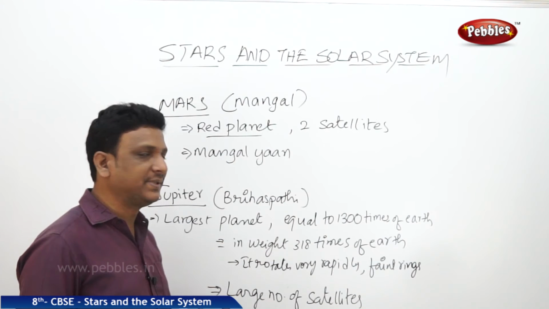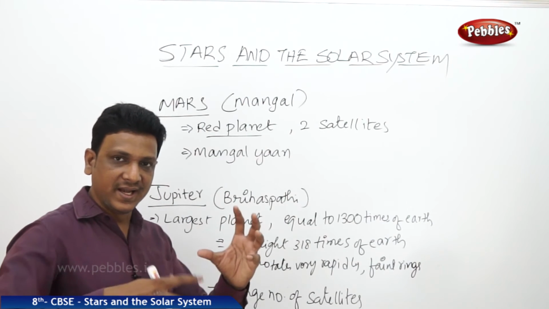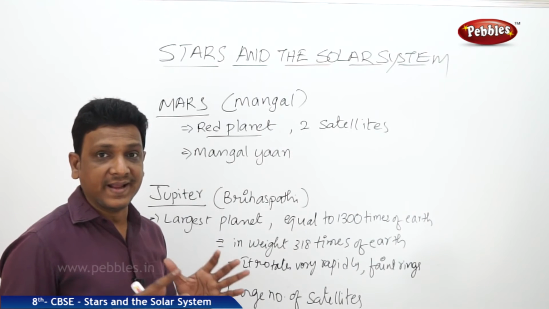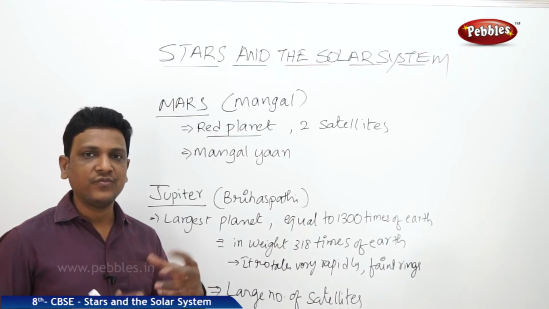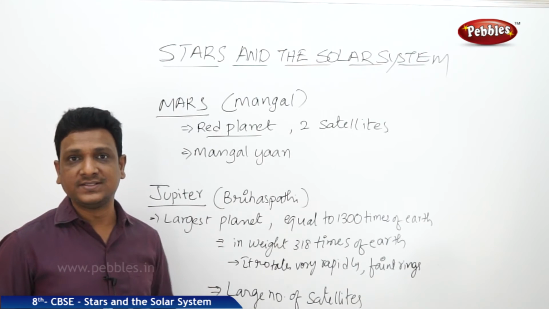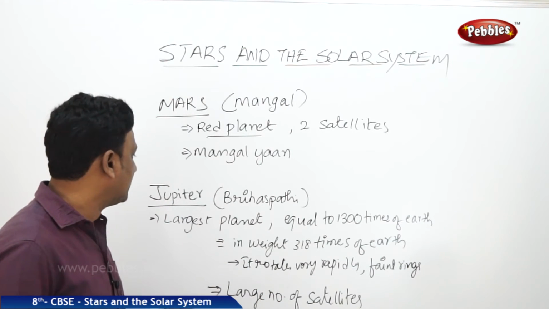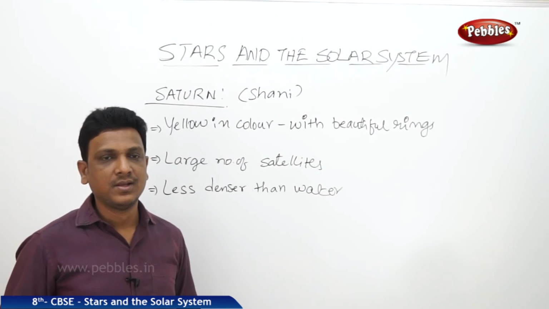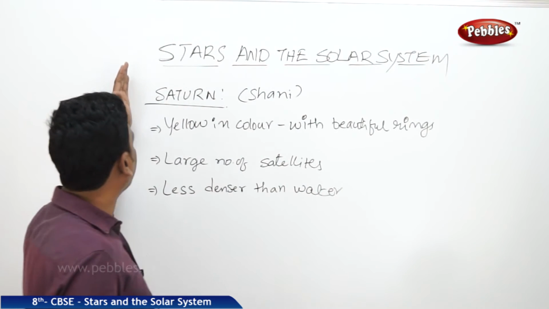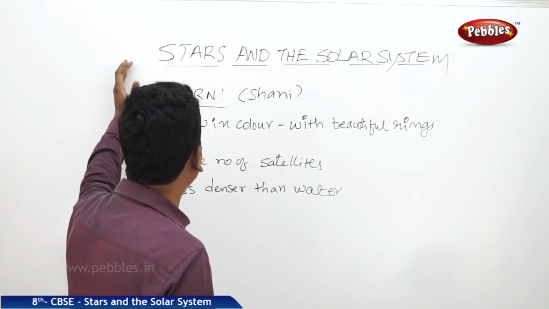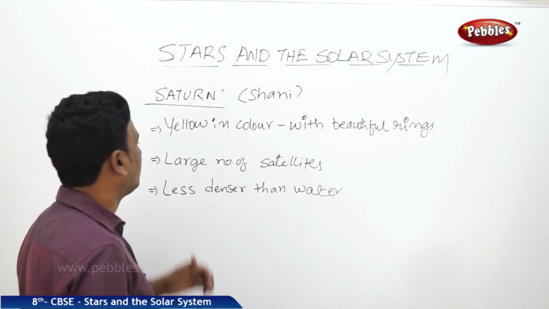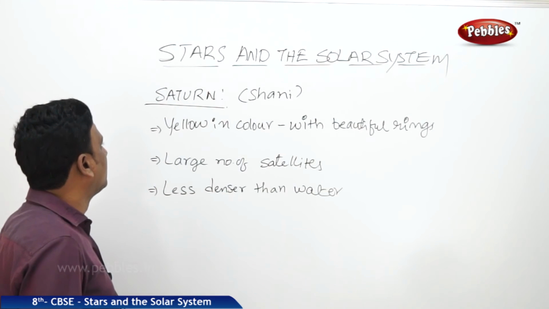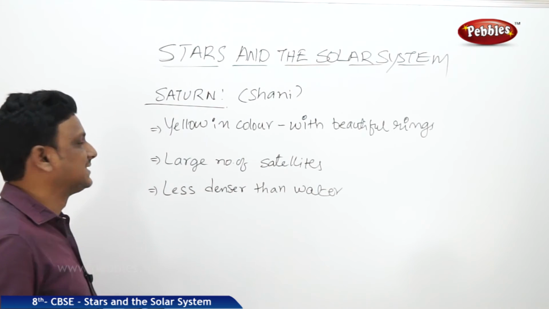It rotates very rapidly. In its appearance, it has faint rings and it has so many satellites. With the help of a telescope, we can see the 4 largest satellites of the planet Jupiter. Now let us see the next planet, Saturn. Saturn is called Shani in the Indian context. What are the features of this Saturn?